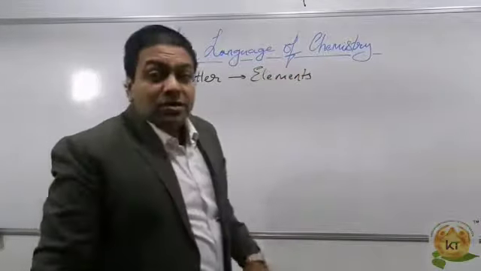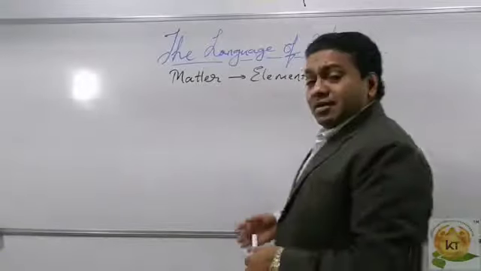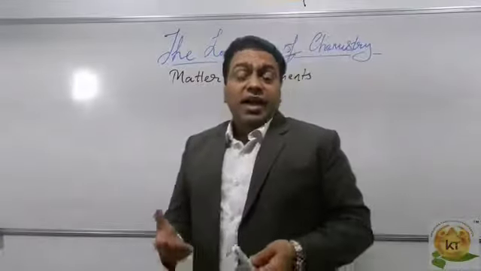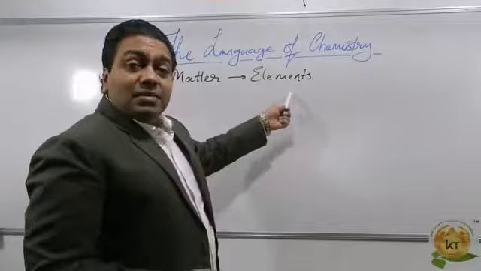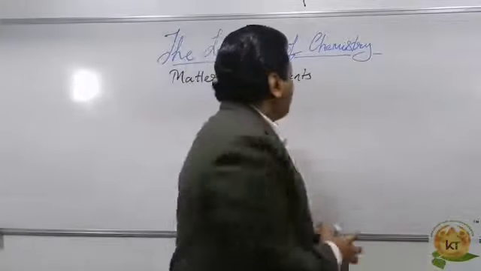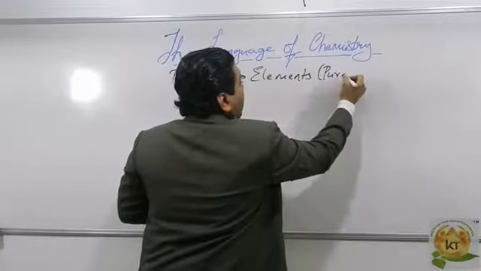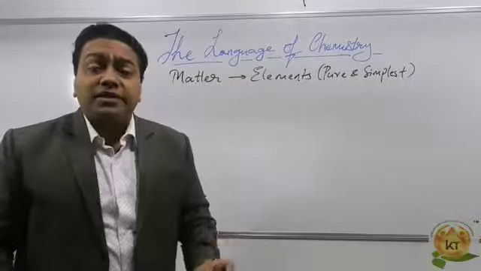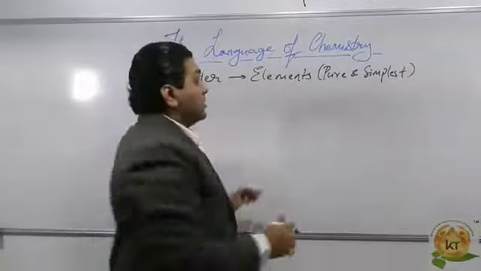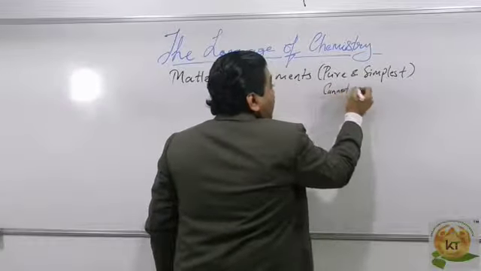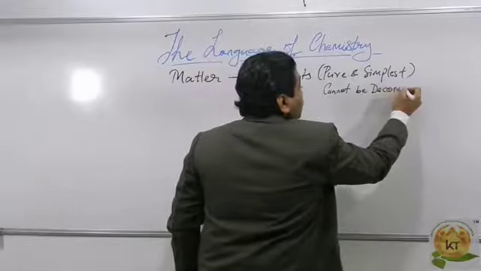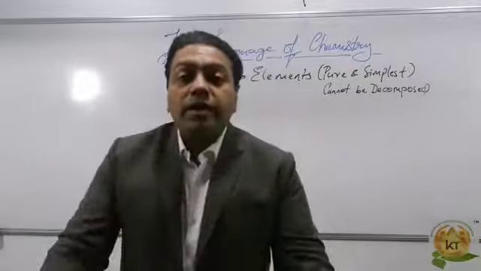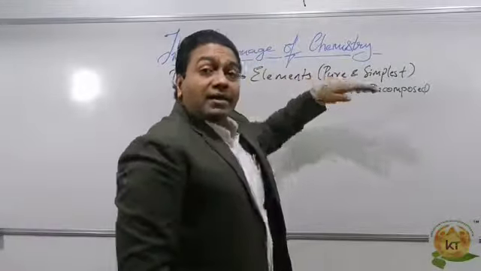Our physicists and chemists have been great enough to do all this for us, and we are lucky to be in the 21st century to understand and know about matter and elements, right? So what are elements? Elements are the purest, simplest form of matter, which cannot be decomposed further. Cannot, I repeat, it cannot be decomposed. What do you mean by decomposed? It means elements cannot be broken further because they are in their pure and simplest form.